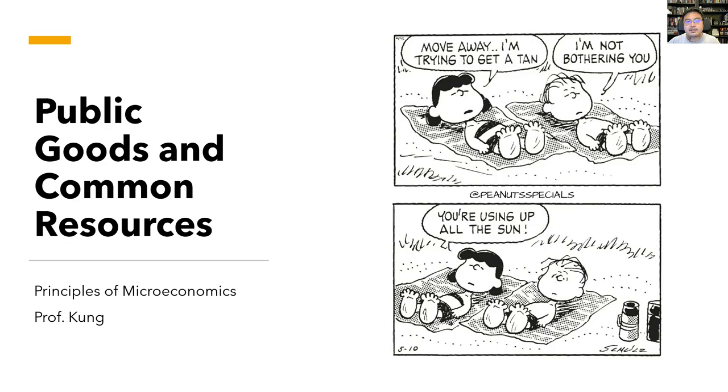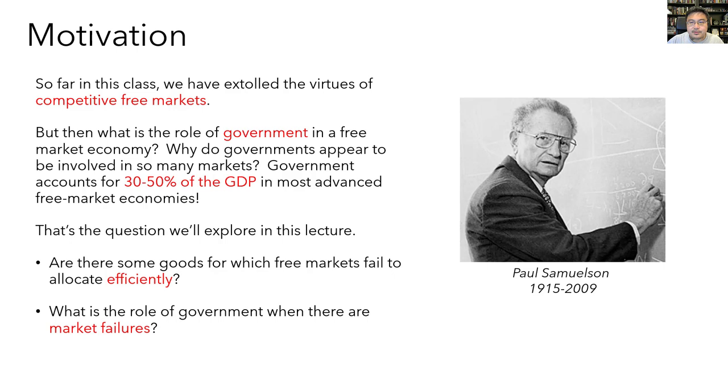So far in this class, we've extolled the virtues of competitive free markets. We learned that competitive free markets are efficient ways to allocate resources because goods get produced by the lowest cost producers and they get allocated to the highest benefit consumers. And the price mechanism was the invisible hand, which directs market participants to act efficiently, even though they're all only seeking their own benefit. We also learned that government intervention into competitive markets, such as price controls or taxation, leads to market distortions and deadweight loss.